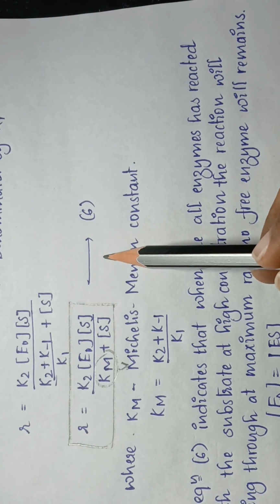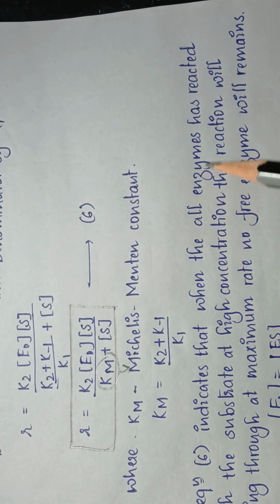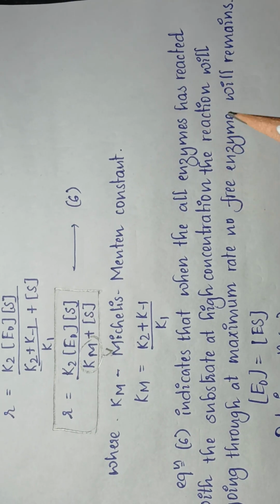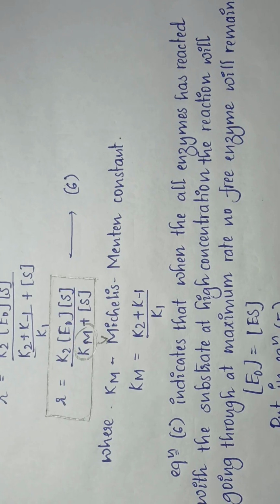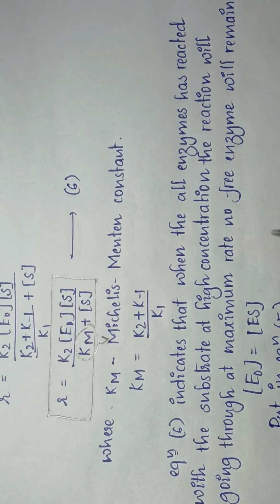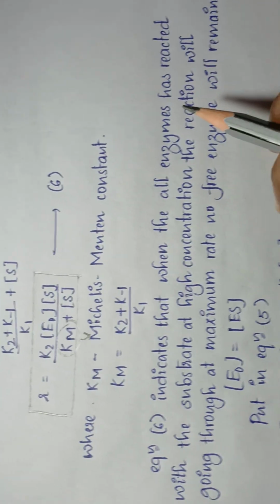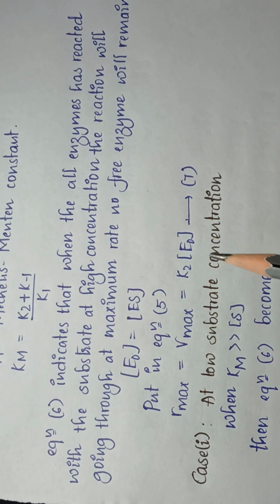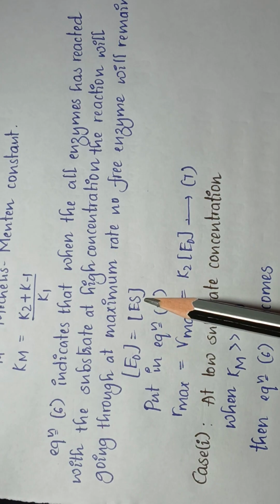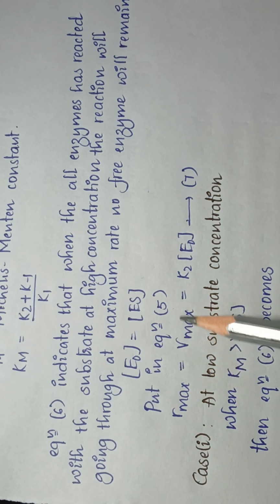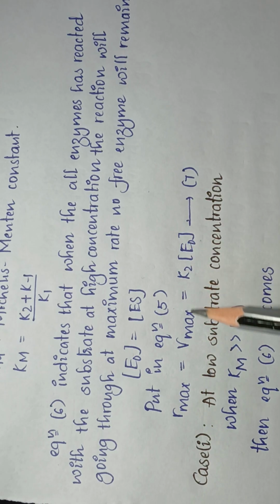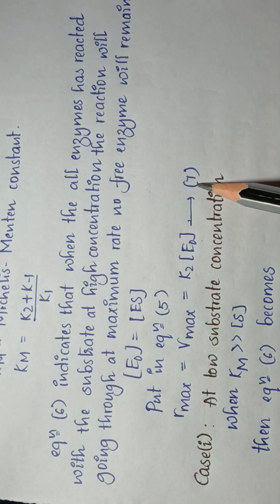Equation 6 indicates that when all the enzyme has reacted with the substrate at higher concentration, the reaction goes through a maximum rate, and no free enzyme remains. In this case [E0] is equal to [ES]. Putting this into equation 5, it becomes k2 times [E0], which is known as Vmax. That is called equation number 7.